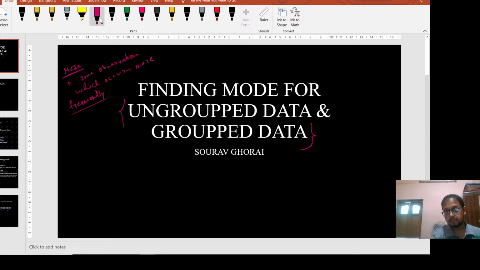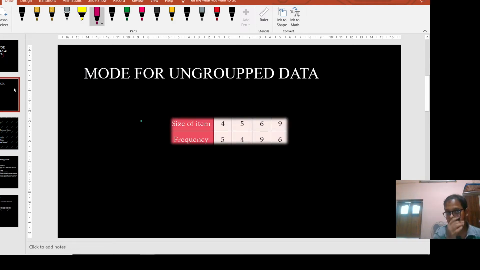For ungrouped data and grouped data, there are two procedures to find the mode. First we discuss how we can find the mode for ungrouped data. Let's take one example for finding the mode for ungrouped data, and this is very easy.